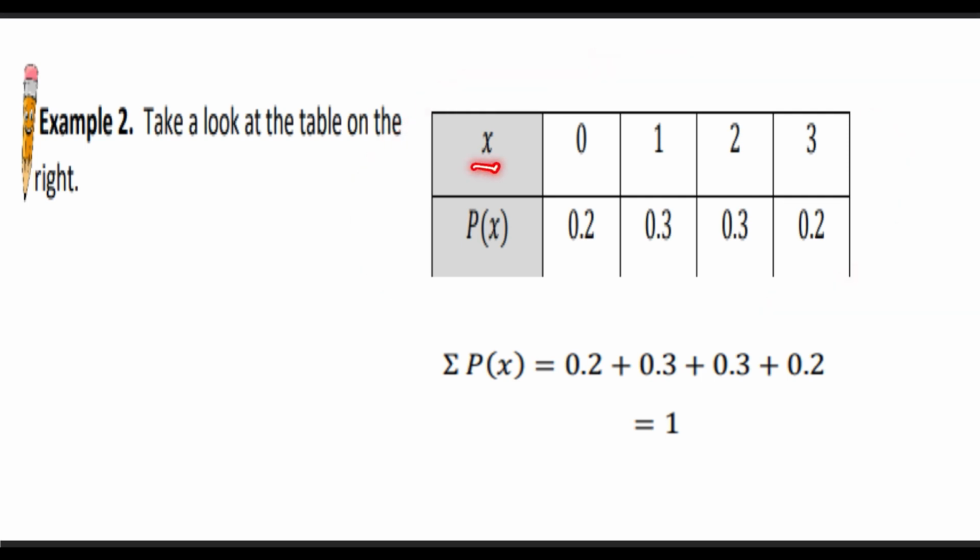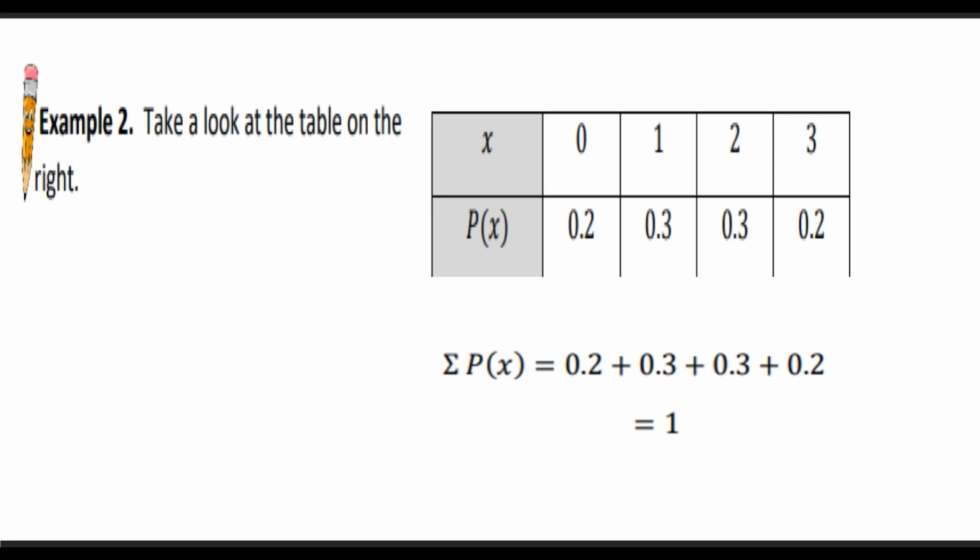Let X be our random variable, assumed to be equal to 0, 1, 2, and 3, and P of X be the probability of the random variable. The probability of 0 is 0.2. The probability of 1 is 0.3. The probability of 2 is 0.3. And the probability of 3 is 0.2.